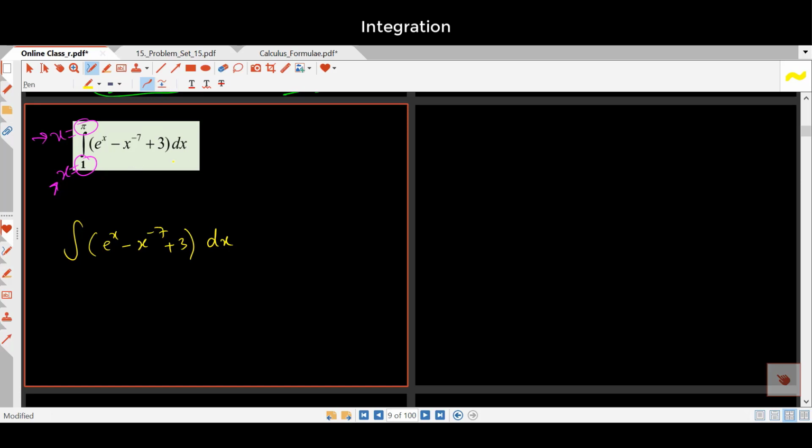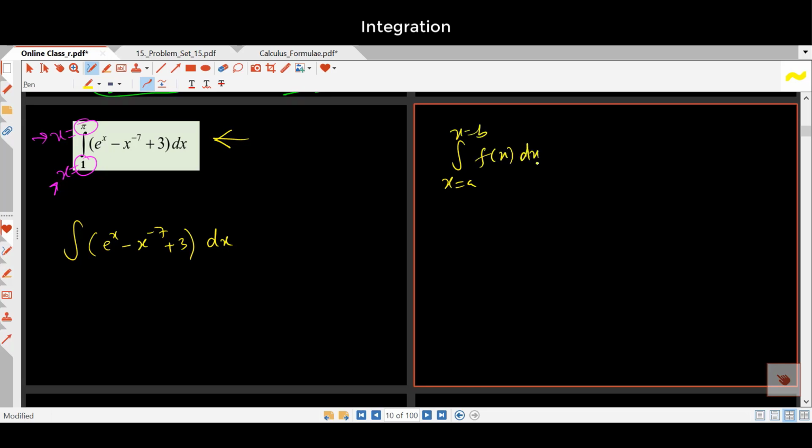So a definite integral can be solved by the fundamental theorem of calculus, that is, integration of f of x from a to b can be solved this way. Once you have the antiderivative capital F of x, then it is the antiderivative at the upper limit minus the antiderivative at the lower limit. Where you have x, input the upper limit b and lower limit a. So that is about the fundamental theorem of calculus.